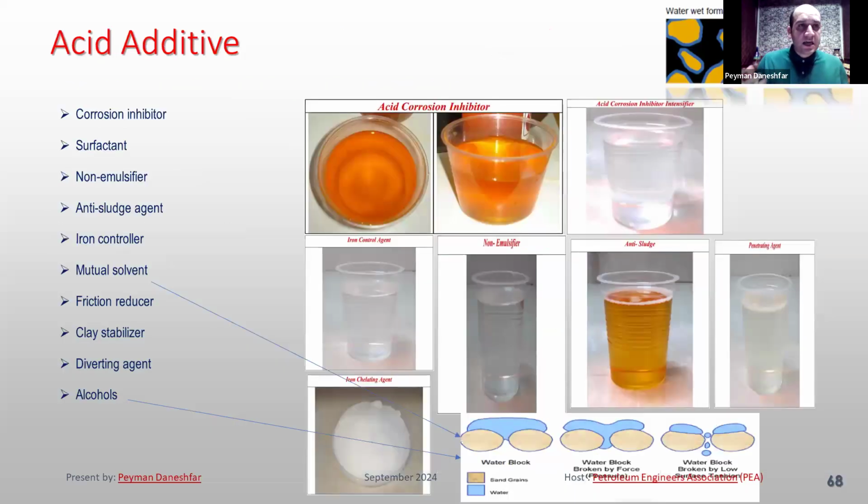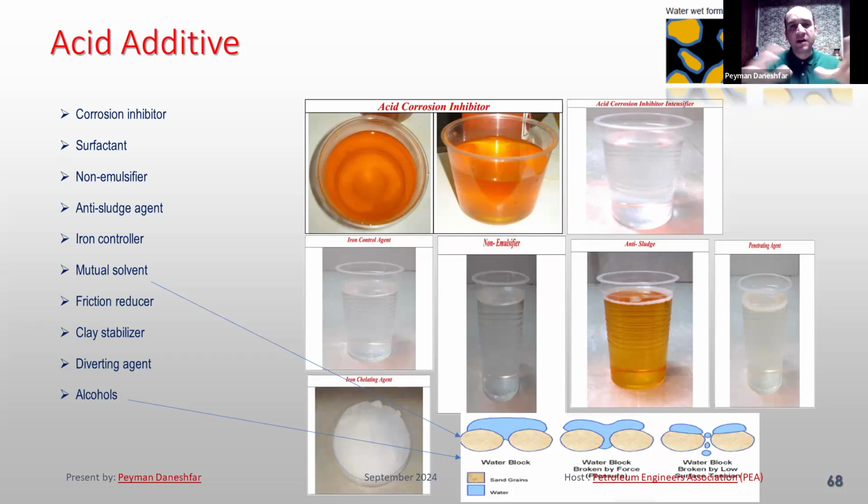So, what is the acid additive? Okay, acid can cause formation damage. Now we know about the formation damages caused by the acid. So because of the formation damage, we should use special additives. We have some types of additive: corrosion inhibitor, surfactant, non-emulsifier, anti-sludge, iron controller, mutual solvent, friction reducer, clay stabilizer, diverter, alcohol. Okay, now go to the next slide.